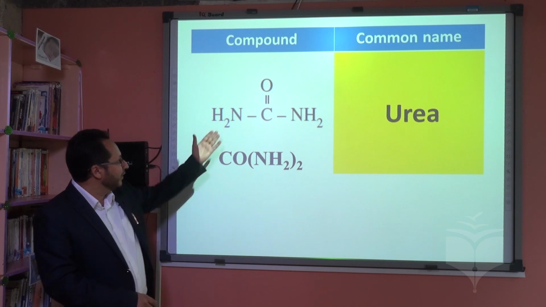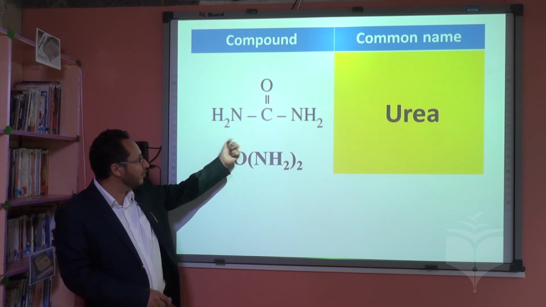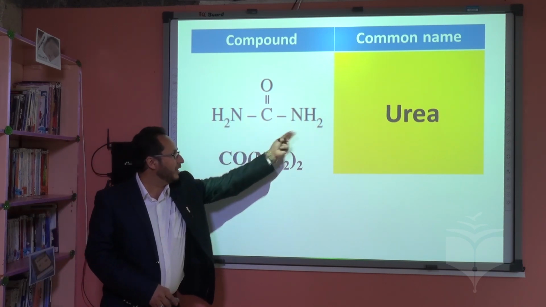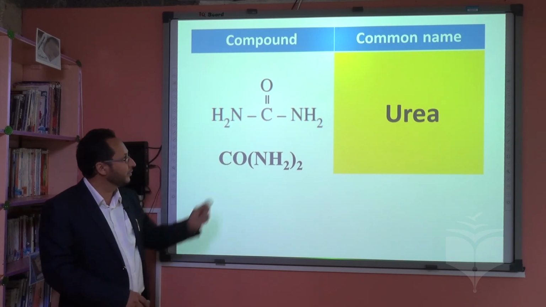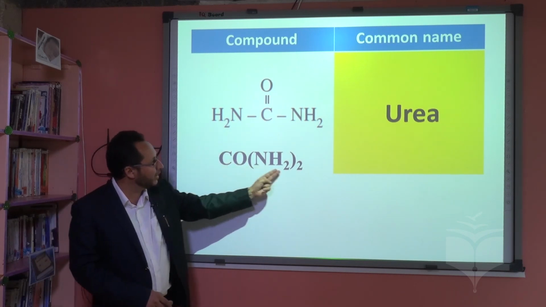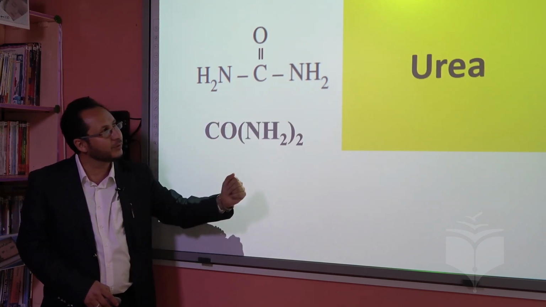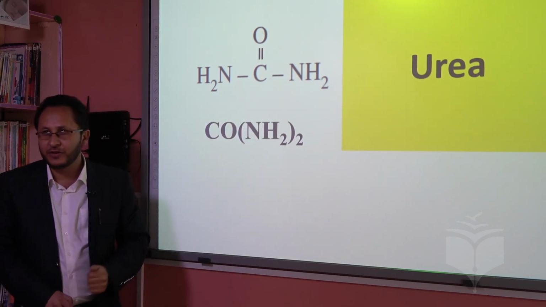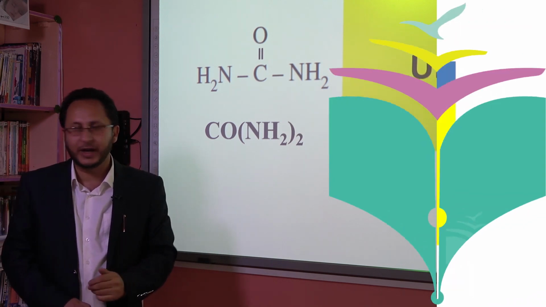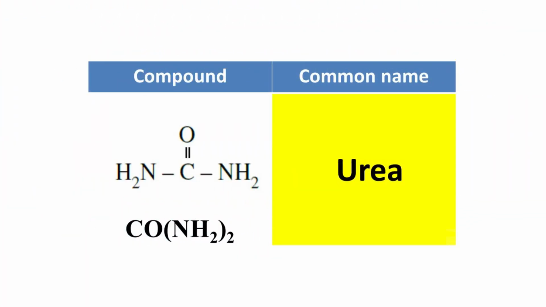Here we have the famous name for this compound, C double bond O NH2, NH2. You can write it CO(NH2) by 2 because this is NH2, NH2. So the famous name for this example is urea.